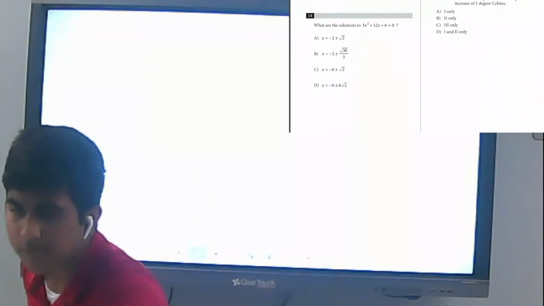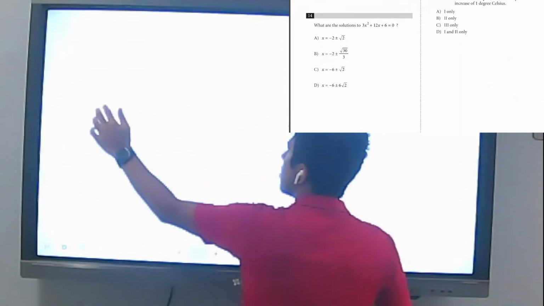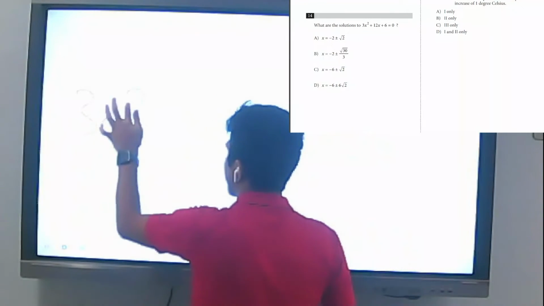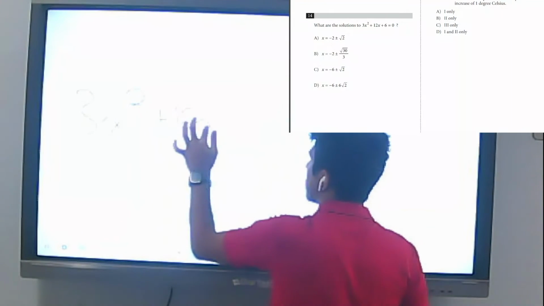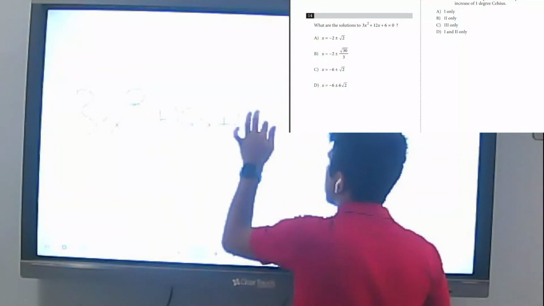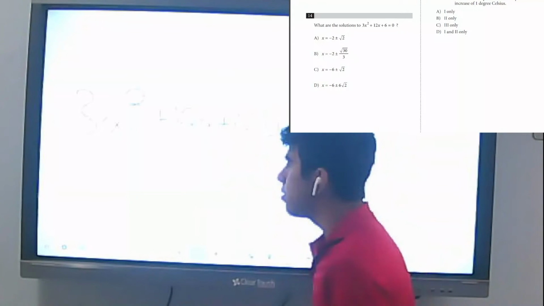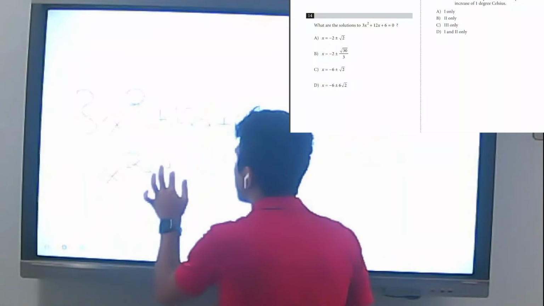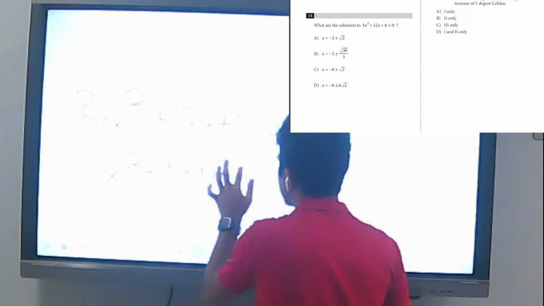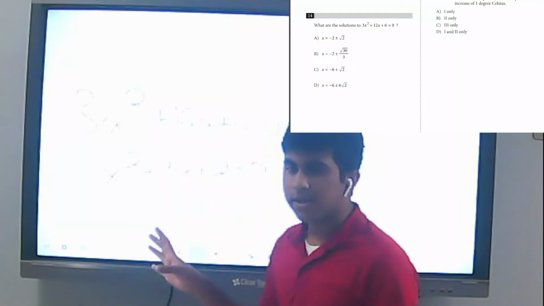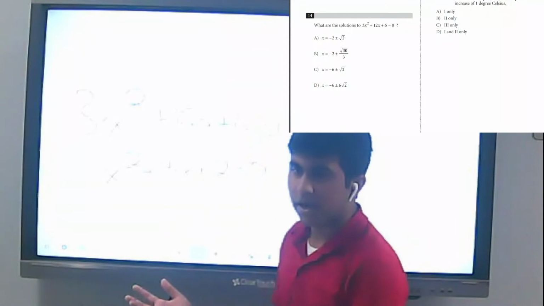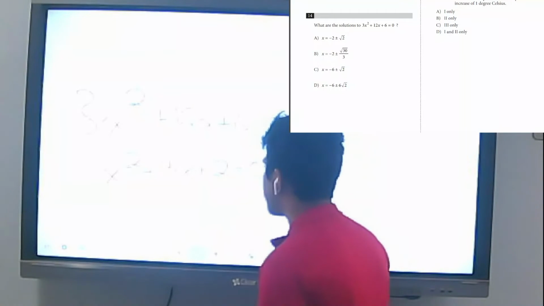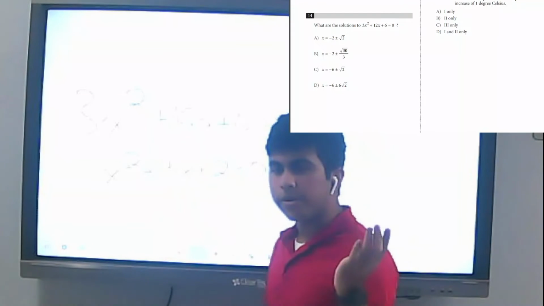Okay. What are the solutions to 3x squared plus 12x plus 6 equals 0? The first thing I'm going to do is divide the whole thing by 3. X squared plus 4x plus 2 equals 0. You can try to factor this out, but I'm just going to tell you right now that you're not going to be able to factor that out. So now we have to use the quadratic formula.